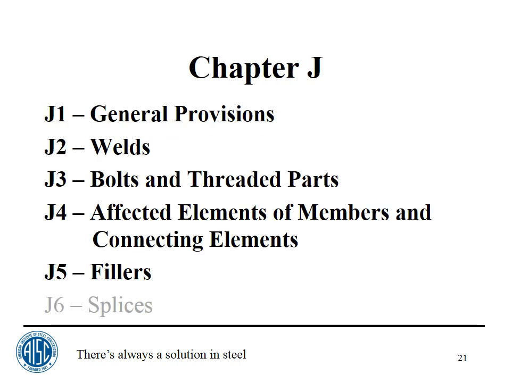Chapter J, the most important chapter probably in the specification for connection design, is made up of lots of sections, but I've got some listed here. General provisions. Then we've got welds, J2, bolts and threaded parts, J3, J4, affected elements of members, like the members that are affected by shear, and axial, and flexure, and buckling.